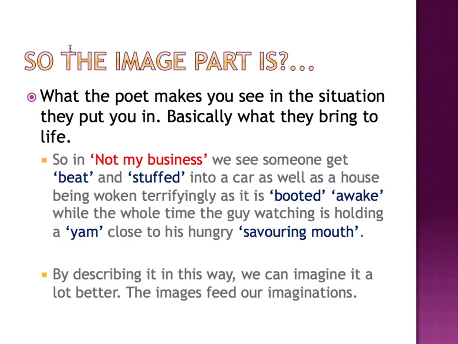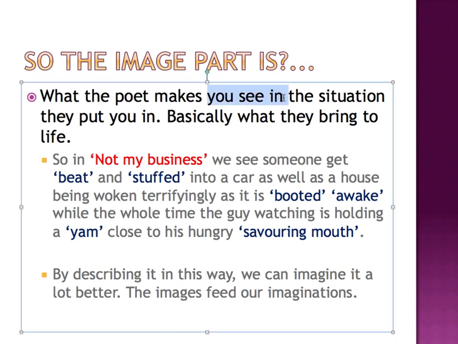So the next that we have, if we've done structure and meaning, is image. Now, image is basically what you see in the situation, what you're offered, what you can imagine because of what the writer's actually put to you. So if we look at Not My Business, we see that the person is beaten. So we can imagine something quite violent, and then stuffed into a car. So we can see the disregard with which these people in this area, in this case Nigeria, are actually treated.